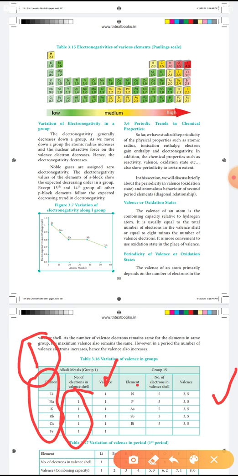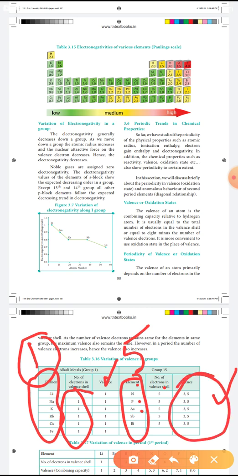See the elements nitrogen, phosphorus, arsenic, antimony and bismuth. These are fifth group, p block elements. Their outer valence shell has 5 electrons. These elements have variable valency, 3 or 5: nitrogen 3 or 5, phosphorus 3 or 5, arsenic 3 or 5, antimony 3 or 5, bismuth 3 or 5. So this is the variation of valency in the period.